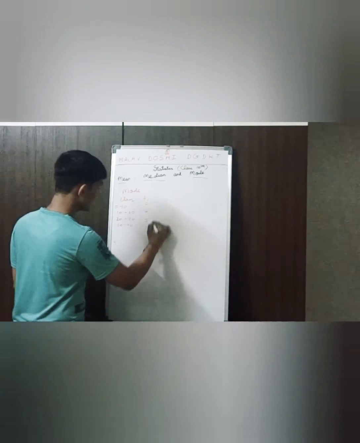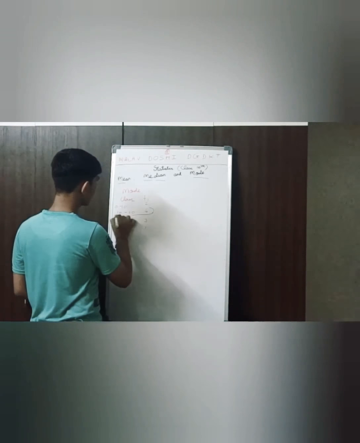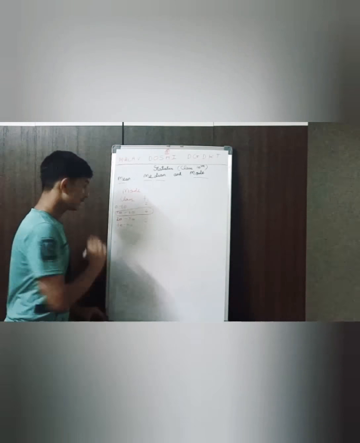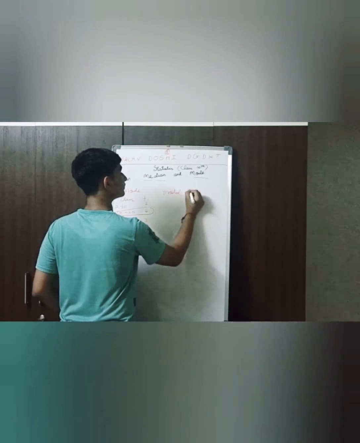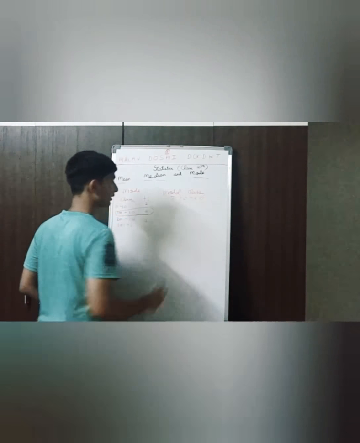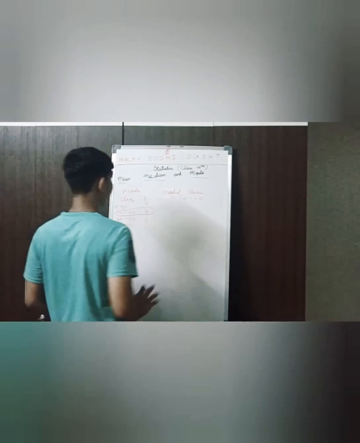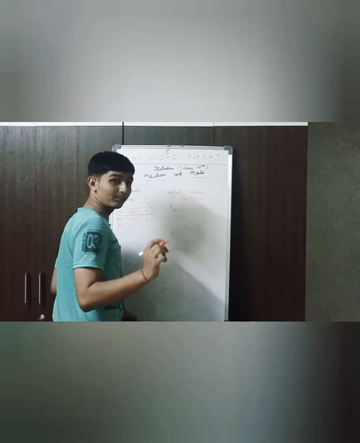Just see which class has the greatest frequency. Here we get 4 as the greatest frequency. Therefore, the modal class equals 10 to 20. Now, frequency f1. Keep this in mind.